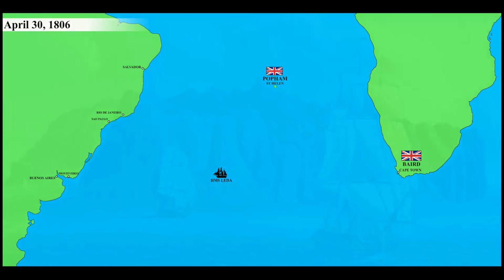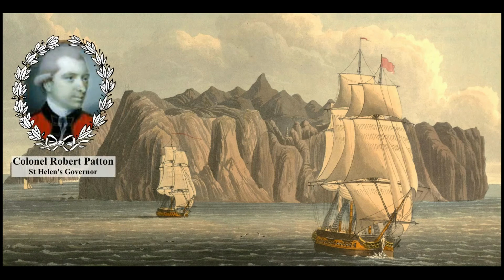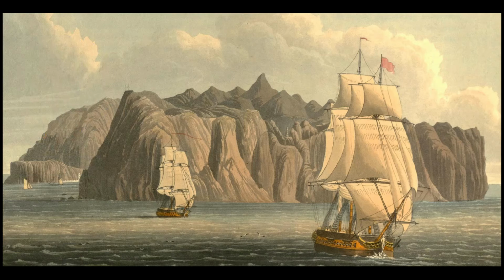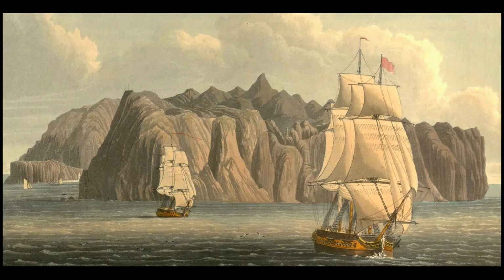The unexpected loss forced the fleet to stop at the island of Saint Helena, where they arrived on April 30. The governor of the island accepted to reinforce Popham with 150 infantry, 100 artillerymen, and 2 cannons. Besides, 3 armed merchant ships joined the fleet with the hope of being the first ones to introduce their merchandise in the newly conquered territories.